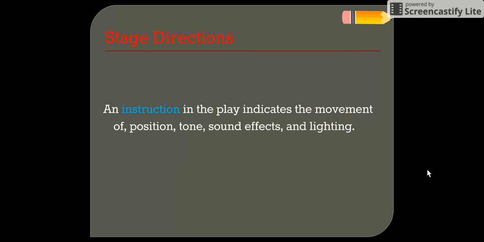Stage direction. So this is the next title on your page that you're supposed to copy. Stage directions are an instruction in the play which indicates the movement of position, tone, sound effects, and lighting. So go ahead and write all of this down. An instruction in the play indicates the movement of position, tone, sound effects, and lighting. And you'll get to see an example next, and it's pretty much just where there are parentheses or brackets, and that's what tells you what the people on the stage are doing. Okay, let's look at an example. Remember, if you need to pause, you can go ahead and pause so that you get all of your notes written out.